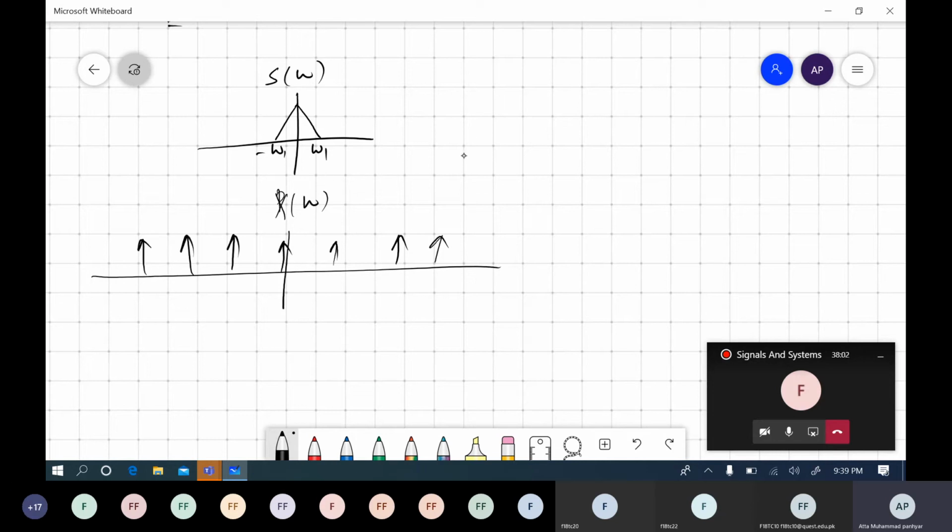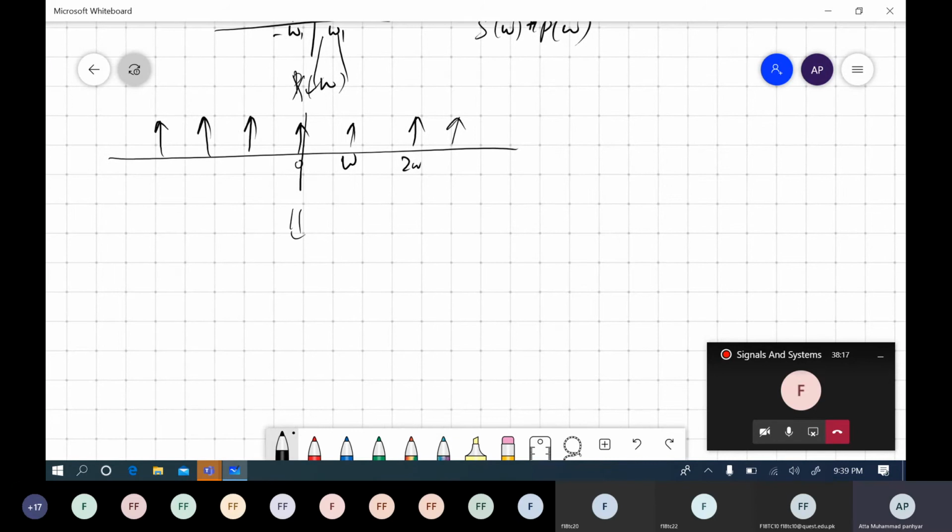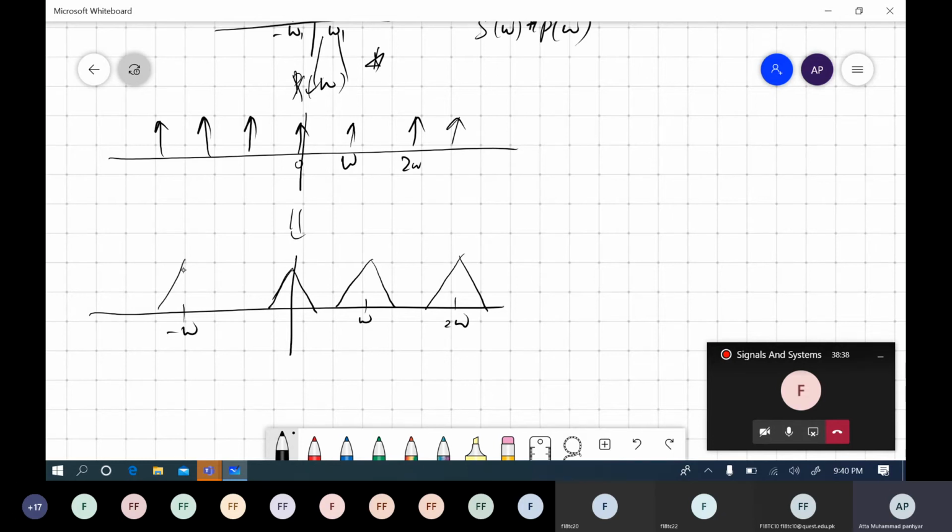So now when you convolve this S of omega with P of omega, you get copies of this signal at every omega, right? Then the resultant signal, when you convolve these two signals, is, for example, at 0 you get this impulse, at omega you again get this impulse, at 2 omega you again get this impulse, at minus omega you again get this impulse, right?